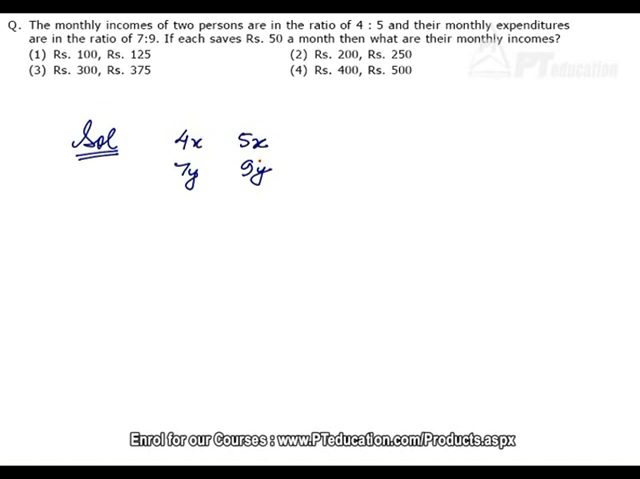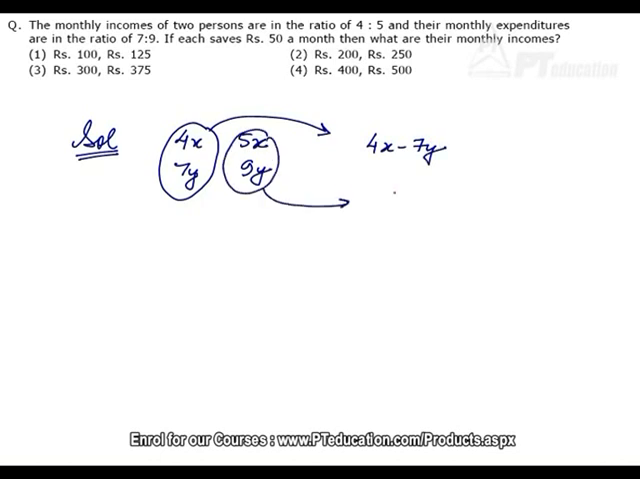So what equations do we get? From here you get the first equation, 4x minus 7y. And from here you get the second one, 5x minus 9y, income minus expenditure. And each is saving 50 rupees a month. We know very well that income minus expenditure is equal to saving. And each is saving 50 rupees a month. So the two equations are now ready with us.